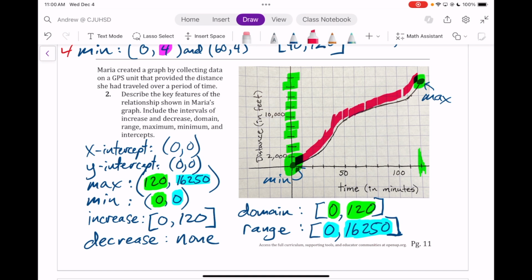The domain is 0 to 120 again. That's the time that the story is in effect. And the range goes from that minimum number up to that maximum number.